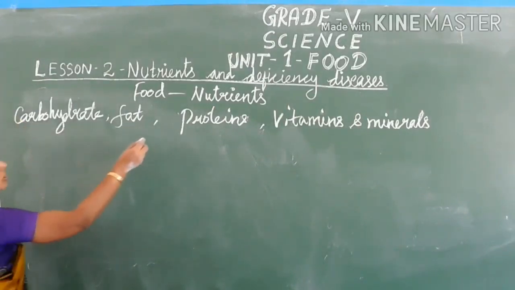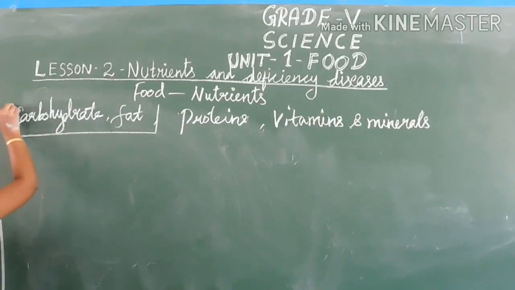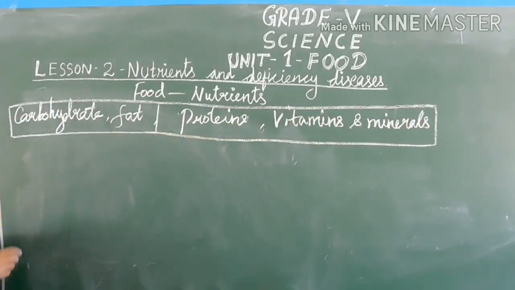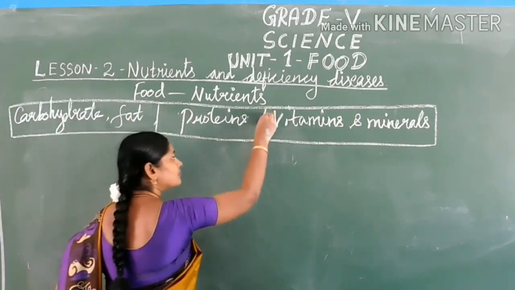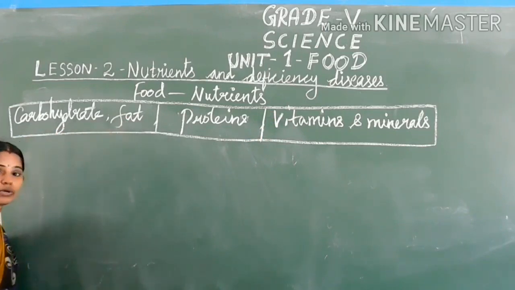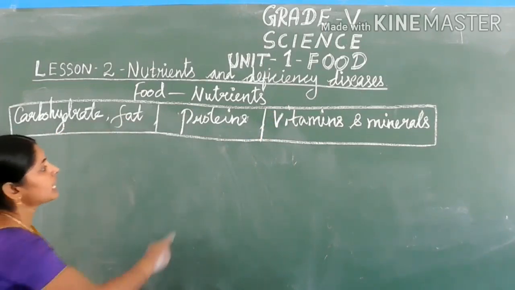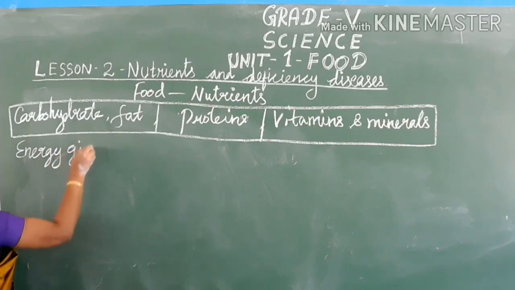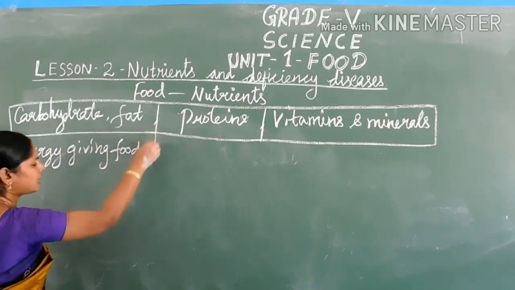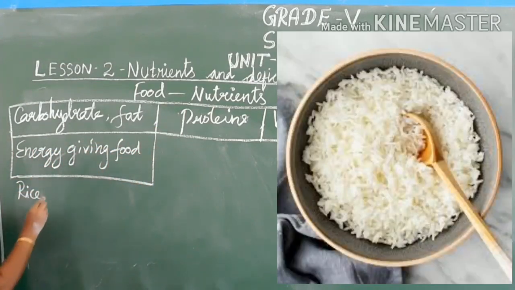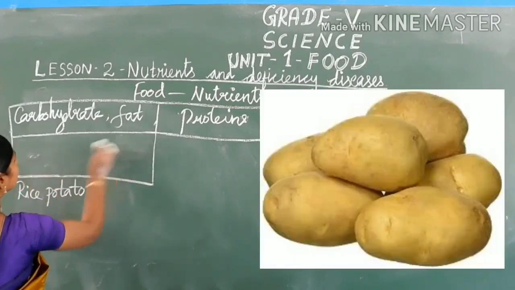Among these, carbohydrate and fat, I said, what do we get from the food? We get energy from the food. Food also builds our body, I said before, no? Which nutrients give energy? Carbohydrate and fat only give energy. And we call this kind of food energy giving food. What are the food items which give energy? Rice, potato.